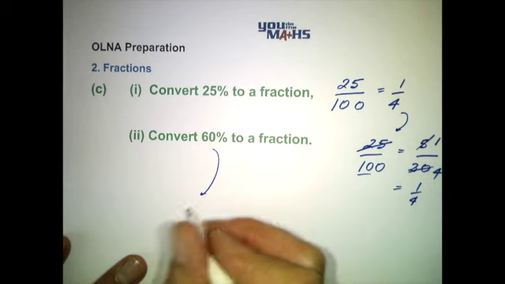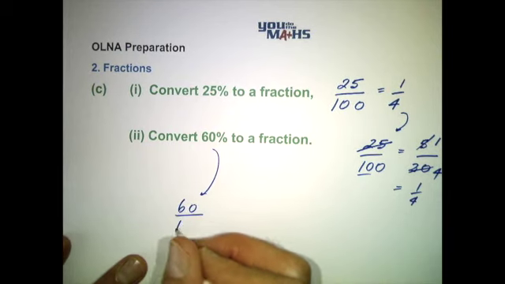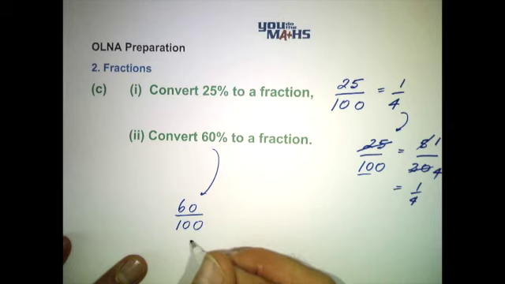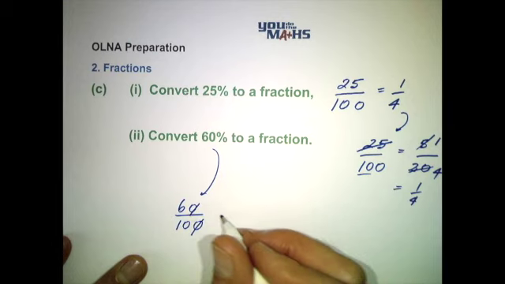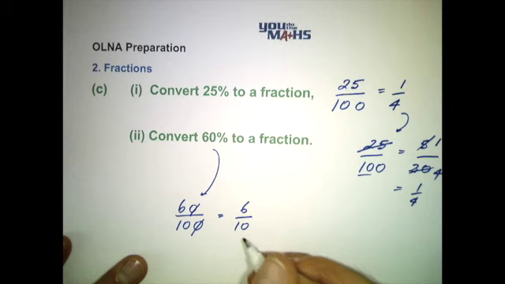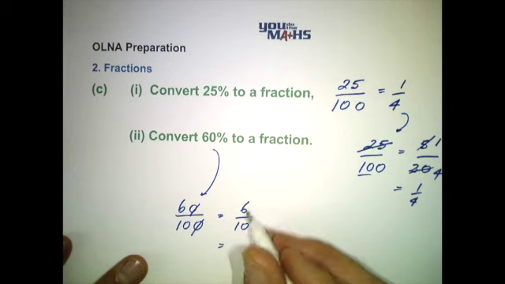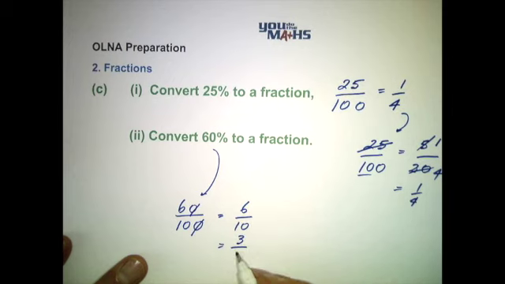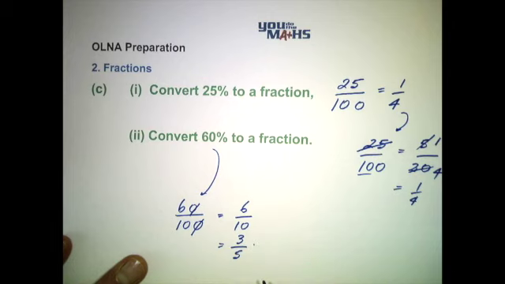Let's look at 60%. That's just 60 over 100. Now we can cross off the matching zeros at the end because that's like dividing by 10, and we've got 6 over 10. And we know that 2 goes into 6 3 times and 2 goes into 10 5 times. That's as simple as it can get. So the simplified answer there is 3/5.